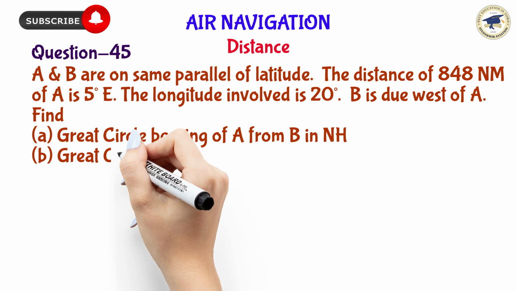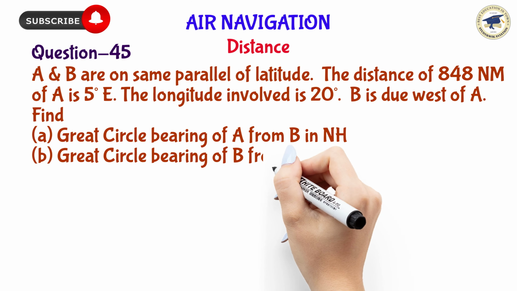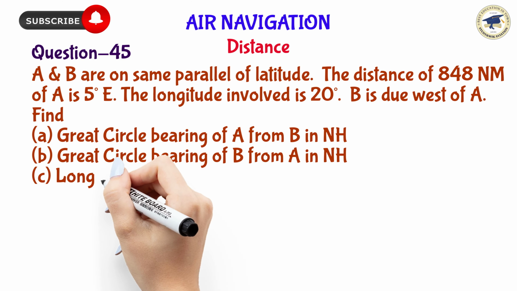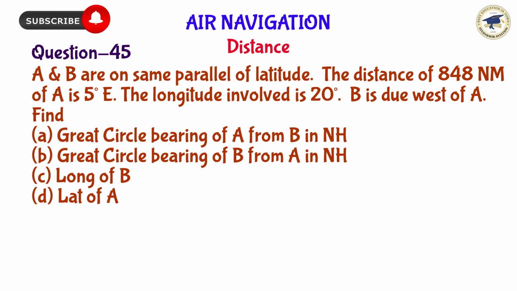B, the great circle bearing of B from A in the northern hemisphere. C, the longitude of B. And D, the latitude of A. Let us solve this step by step.